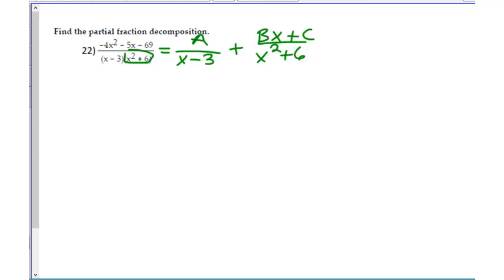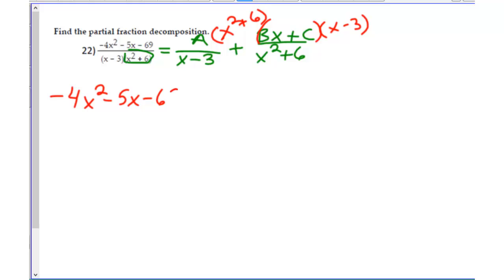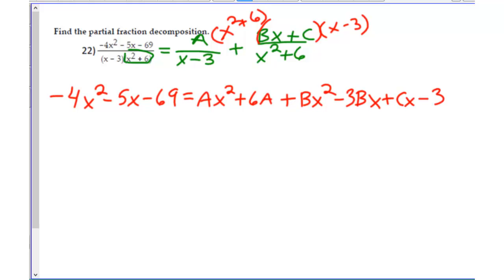And so now, after we multiply to get our common denominator, the easier way to do it is to actually FOIL out and then compare what's on the left side to the right side. So negative 4x squared minus 5x minus 69 equals, I'm going to distribute the A and then FOIL the second part. So that gives me Bx squared minus 3Bx plus Cx minus 3C.